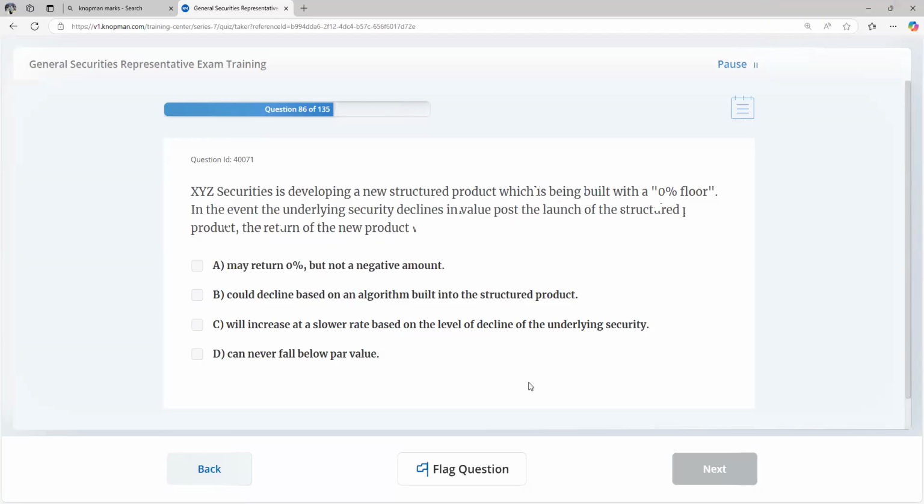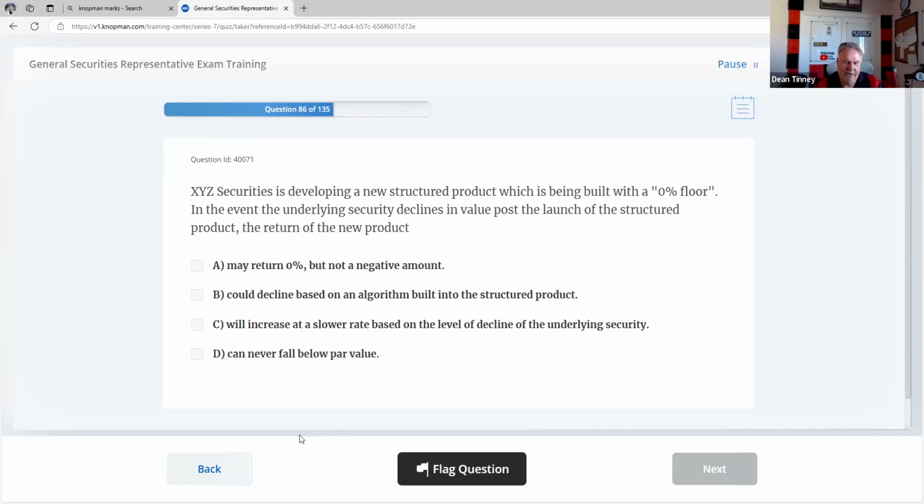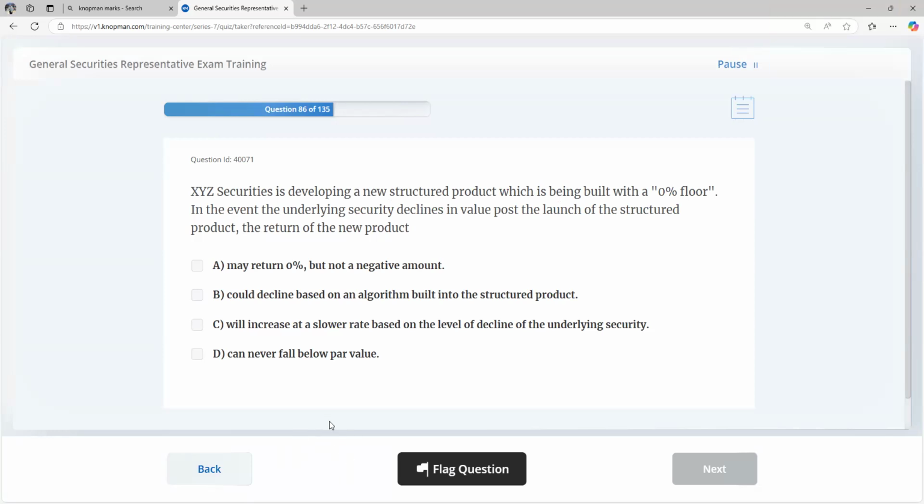Will increase at a slower rate based on the level of decline of the underlying security, can never fall below par value, could decline based on the algorithm, but I don't know. I'm kind of between A, B, or C. Yeah, I'm going for A. What are you going to go for? I don't know.